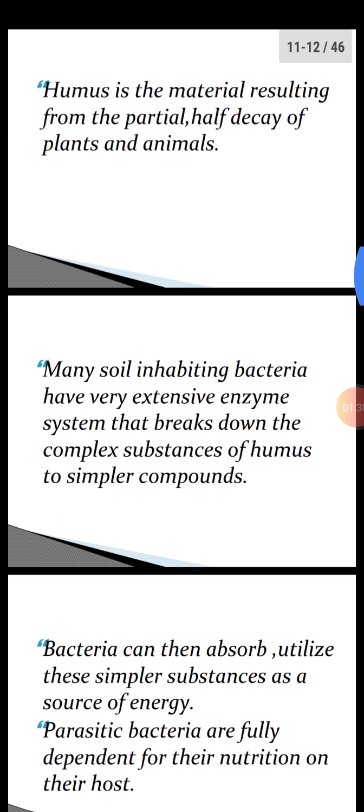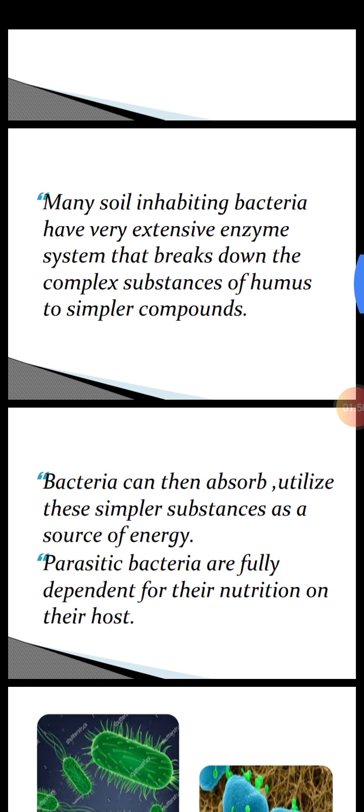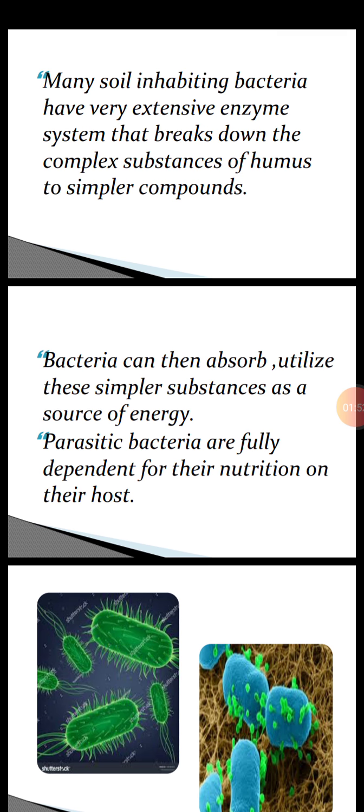Many soil inhabiting or occupying bacteria have very extensive enzyme systems. This enzyme system breaks down the complex, large substances of humus into simpler, smaller compounds. That is, this decomposition is done by bacteria. Bacteria can then absorb, utilize, or use these simpler substances as a source of energy, as a source of their food.